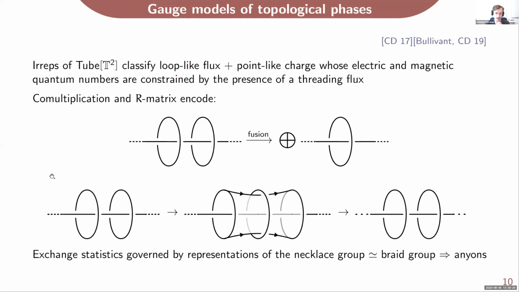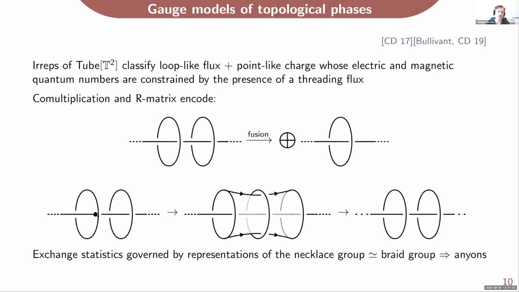Now, the cartoon to understand what I just said is that you have these loops, where you think of each as a flux plus a charge, and then you have this threading flux that goes through the loop. And what we find is that, as in 2+1D, we can endow this algebra with additional algebraic structure, namely a co-multiplication and an R matrix. In that case, the processes they describe are the following. It describes a fusion of the loop-like excitations, but this fusion can only take place if they are threaded by the same flux, which is why this additional flux is fundamental.